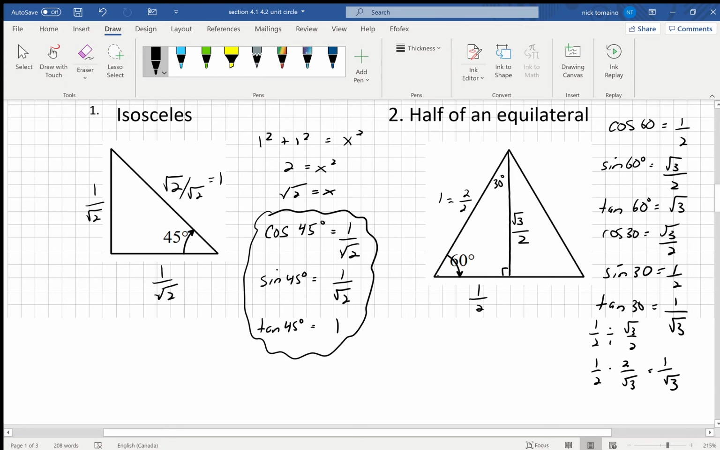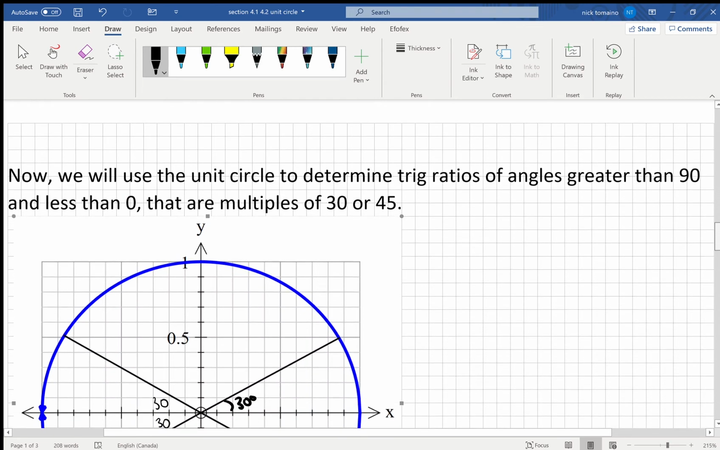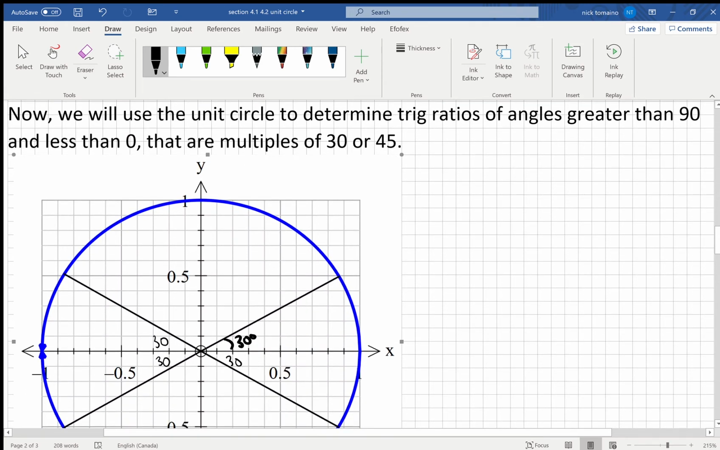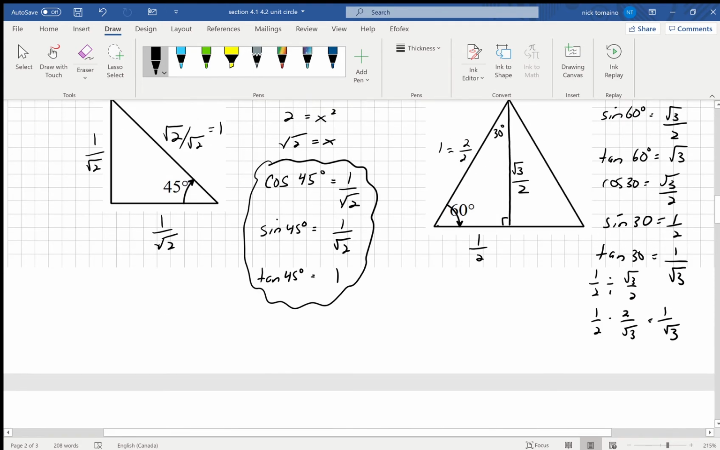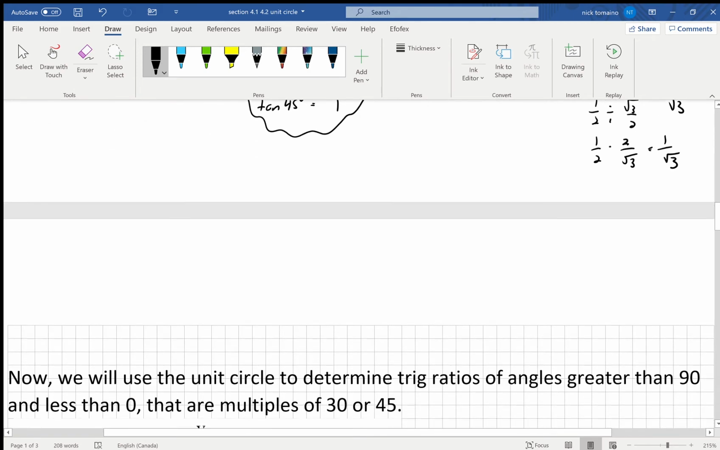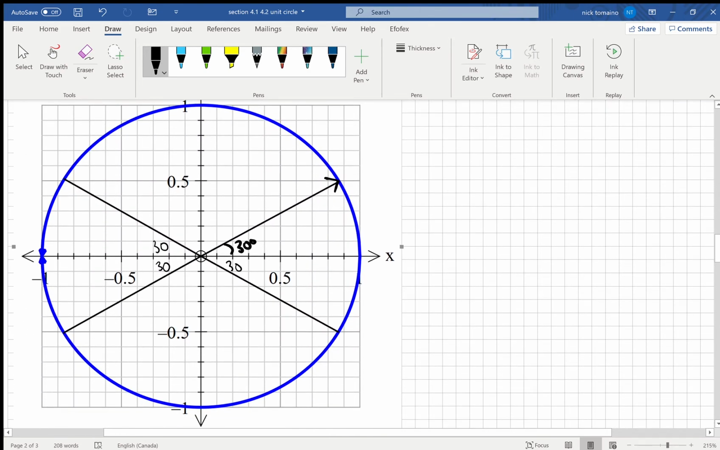Awesome. So far we created exact values for 45-degree angles, and we created exact values for 60 and for 30. Perfect. Now we're going to extend this to angles greater than 90 degrees, and that'll be our lesson. So now we're going to extend our definition to angles greater than 90 by using the unit circle. The unit circle has a radius of 1, and that's why I scaled these triangles here, because now we can use this information. So this right here is called a terminal arm.